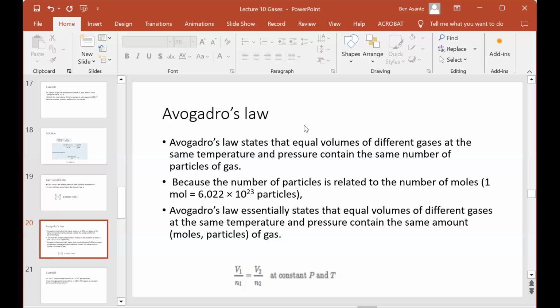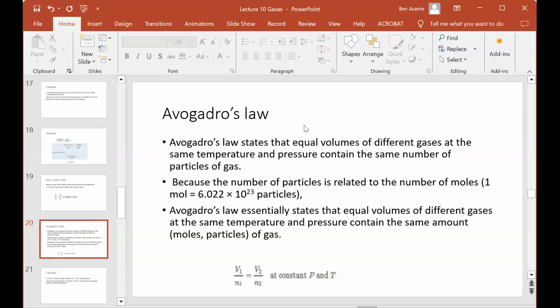The number of particles and the volume: the number of particles goes with the volume. They are directly proportional, right? V1 over N1 equals V2 over N2. These are related, directly proportional, at constant pressure and constant temperature. So if I give you carbon dioxide, or helium, or neon, these are gases, and the temperature and pressure are the same.